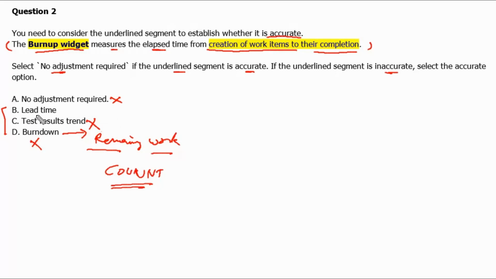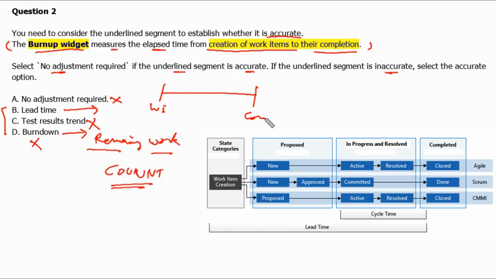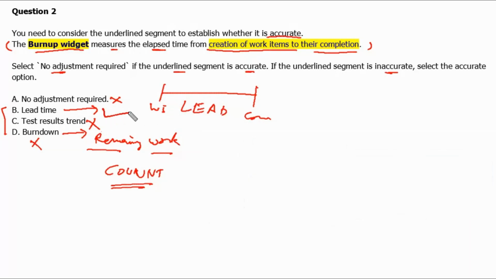Now we are left with option B, which is the lead time. Lead time is the time between when a work item is created and when the work item is completed. That elapsed time is called lead time. Therefore, option B is the correct answer.